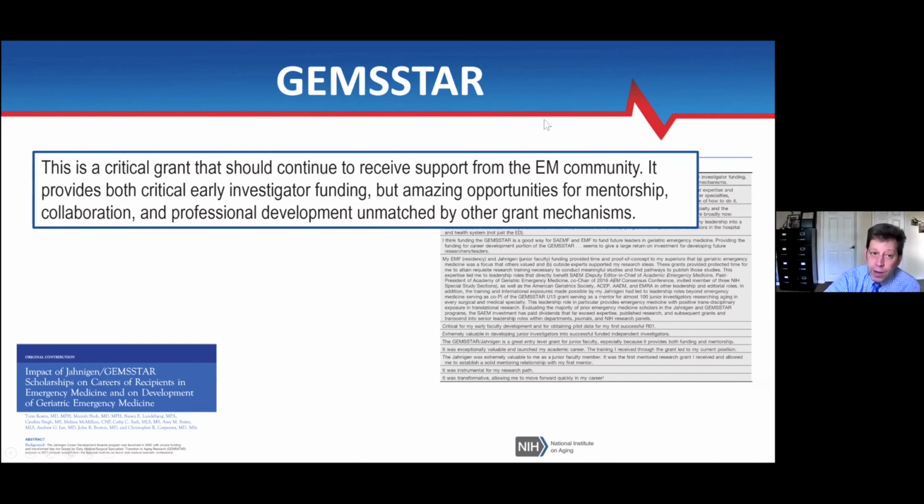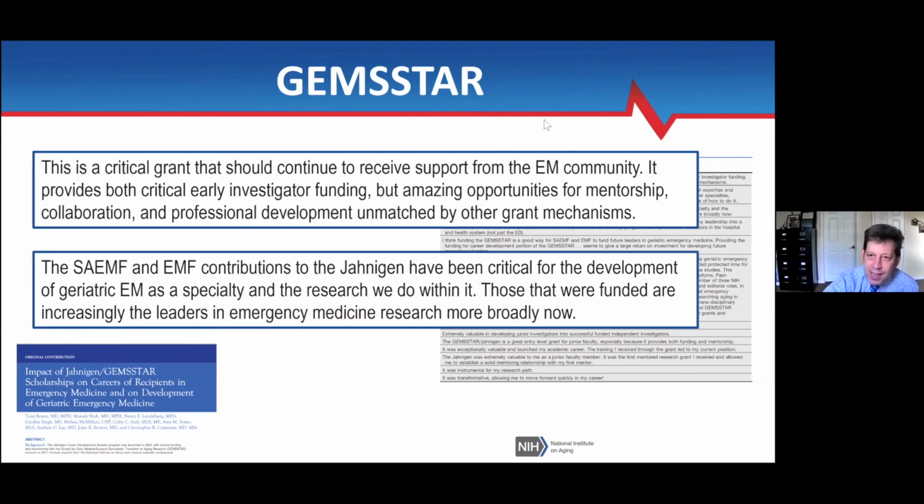It provides both critical early investigator funding, but amazing opportunities for mentorship, collaboration, and professional development unmatched by other grant mechanisms. The SAEMF and EMF contributions to the Janigan have been critical for the development of geriatric EM as a specialty and the research we do within it. Those that were funded are already increasingly the leaders in geriatric emergency medicine research, and emergency medicine research more broadly now. So that's, I think, a really exciting mechanism, and one of the things that you can and should be thinking about when you think about where you might apply with your own research ideas.